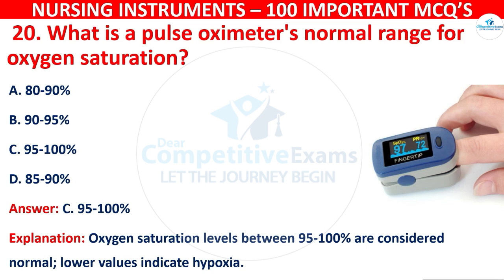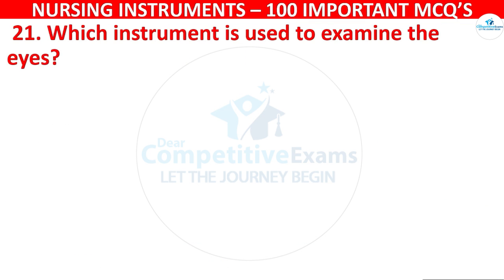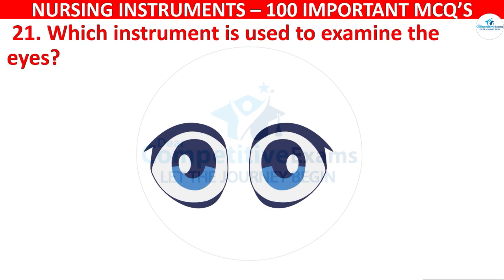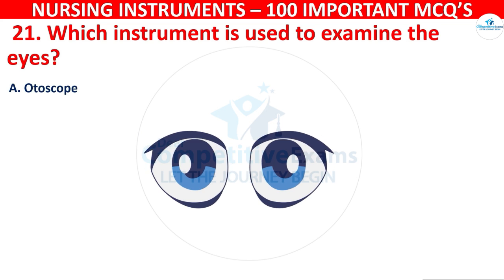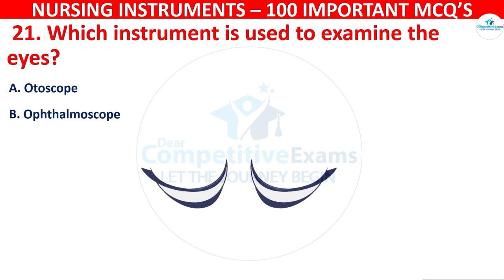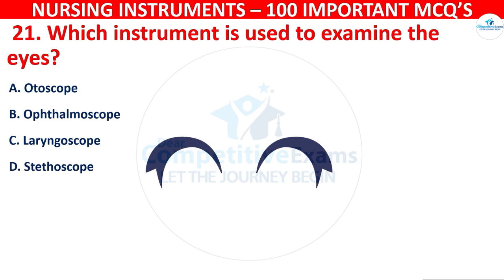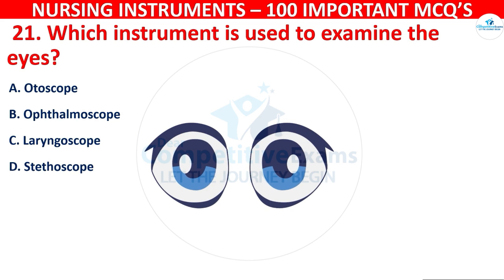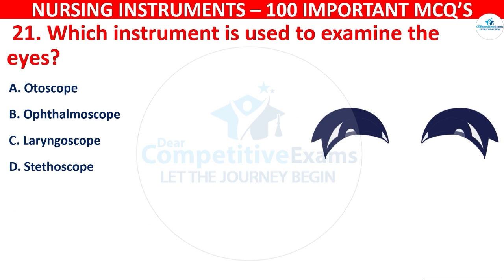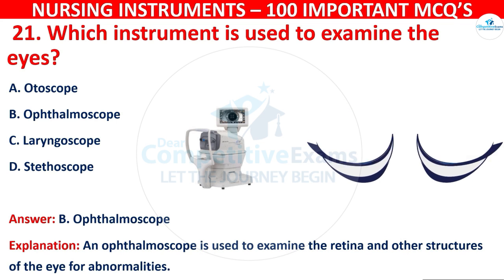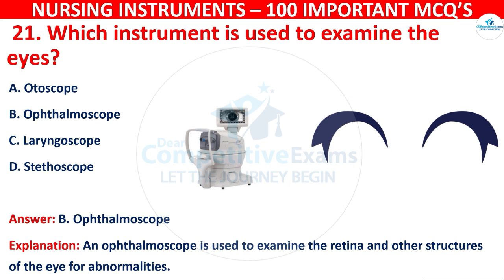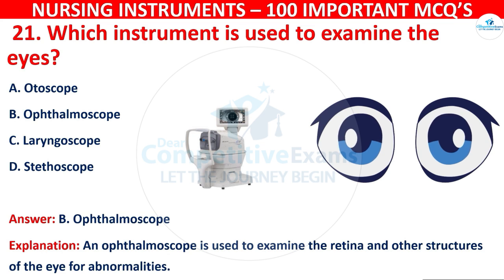Question number 21. Which instrument is used to examine the eyes? Your options are otoscope, ophthalmoscope, laryngoscope, or stethoscope. The correct answer is B, that is ophthalmoscope. An ophthalmoscope is used to examine the retina and other structures of the eye for abnormalities.